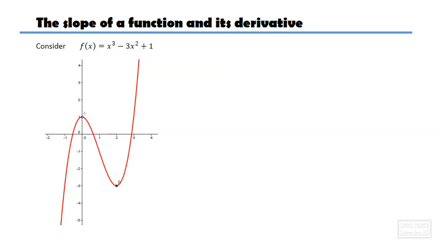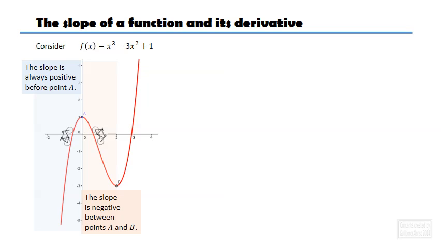Now, what's happening to this function? Just look at it. Clearly, it's always a positive slope before point A. Between point A and B, the slope is negative. And after point B, the slope is always positive again. Now, this is kind of intuitive if you look at the graph. But how does this relate to the derivative?